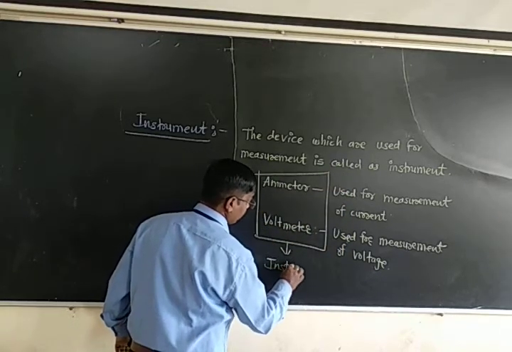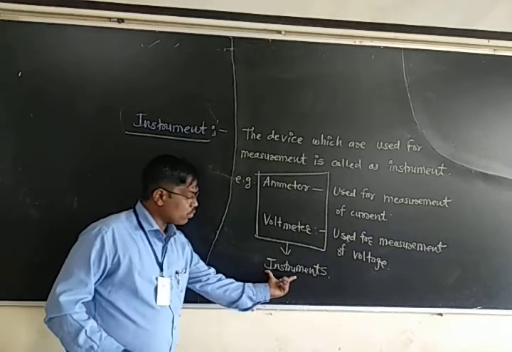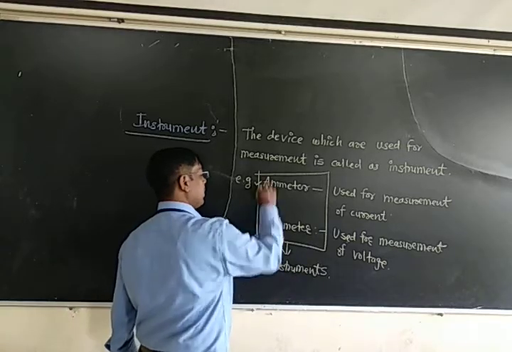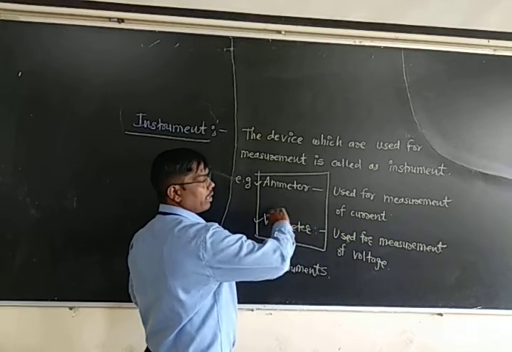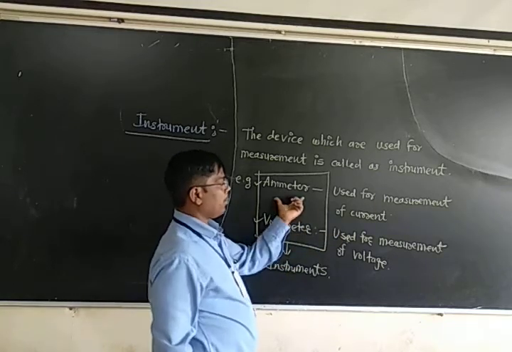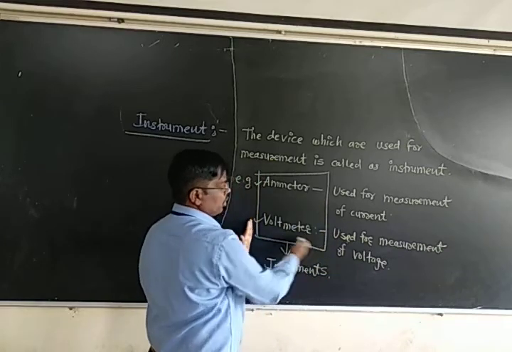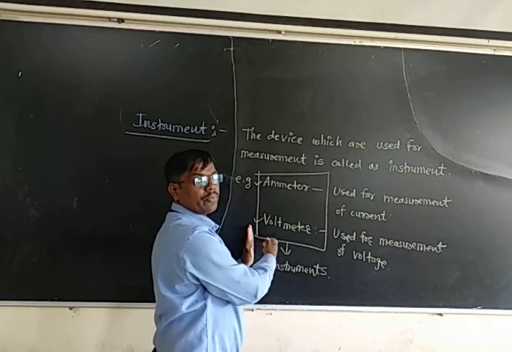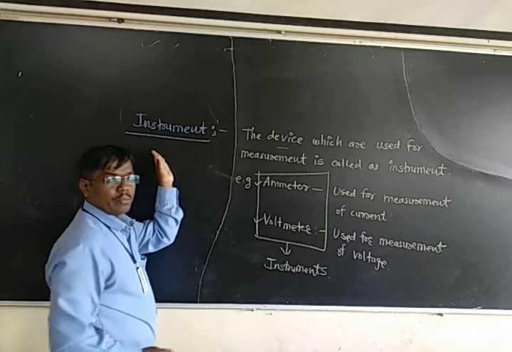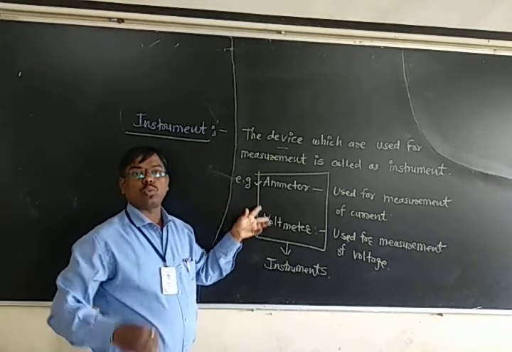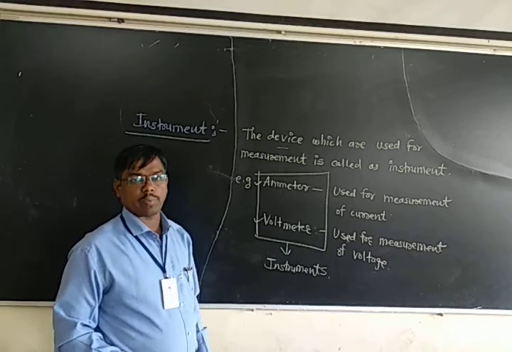That instrument is nothing but the device used for that measurement. Actually, the performance of the ammeter and voltmeter is different. The ammeter is used for current and the voltmeter for voltages, but both devices are instruments, because they help to measure the unknown quantity of any type of measurement.